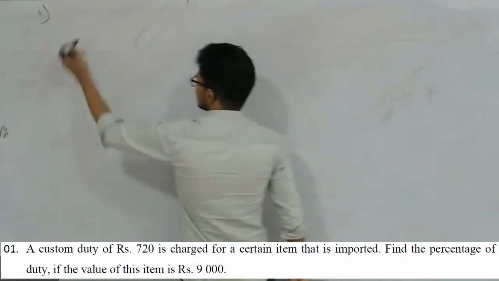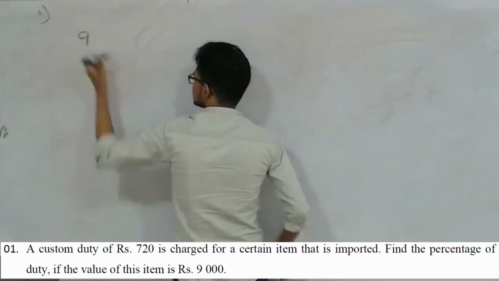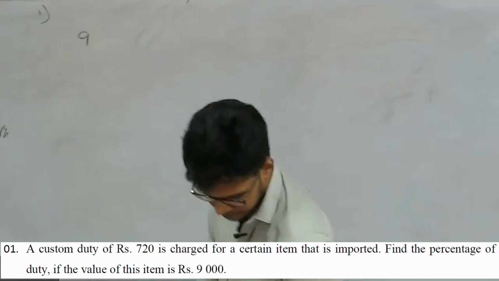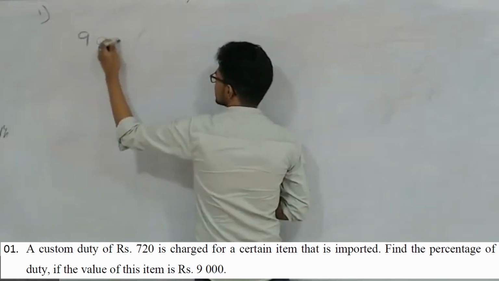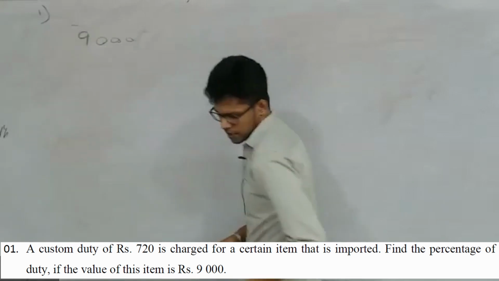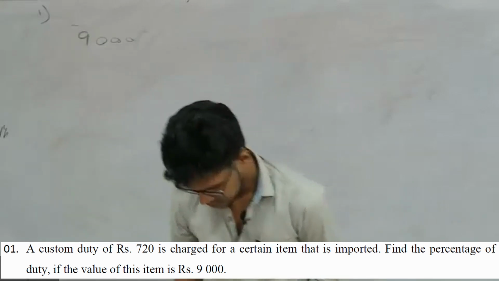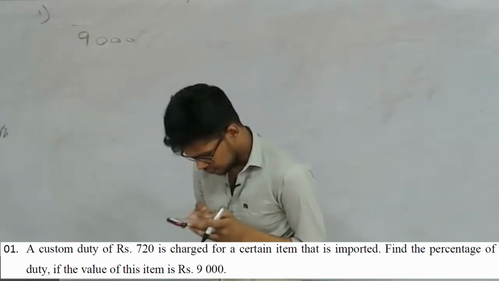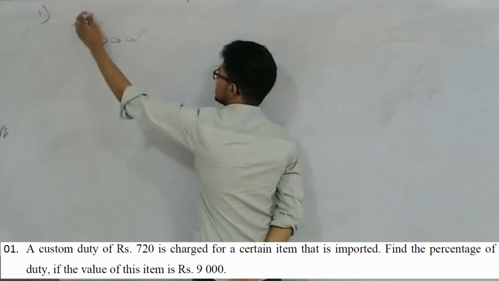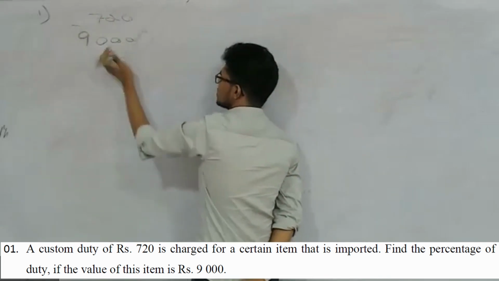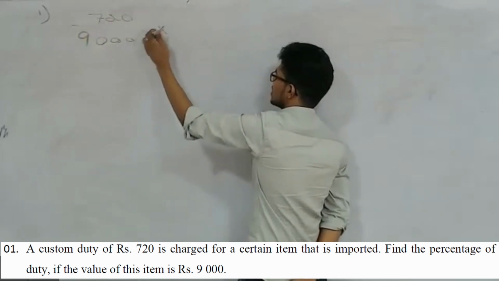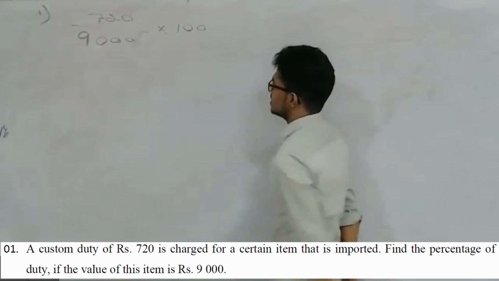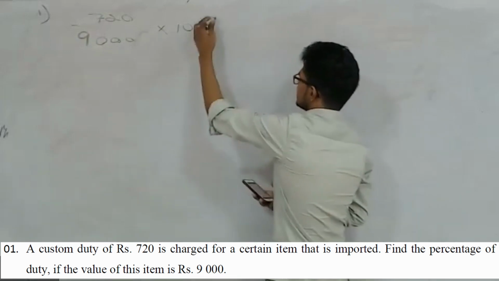That means, first they say if the price of the item is 9,000, you have to pay how much? You have to pay 720, right? So here we have the total amount for 9,000. You have to pay 720. Then how much for 100? Simple as that. So this is the percentage.